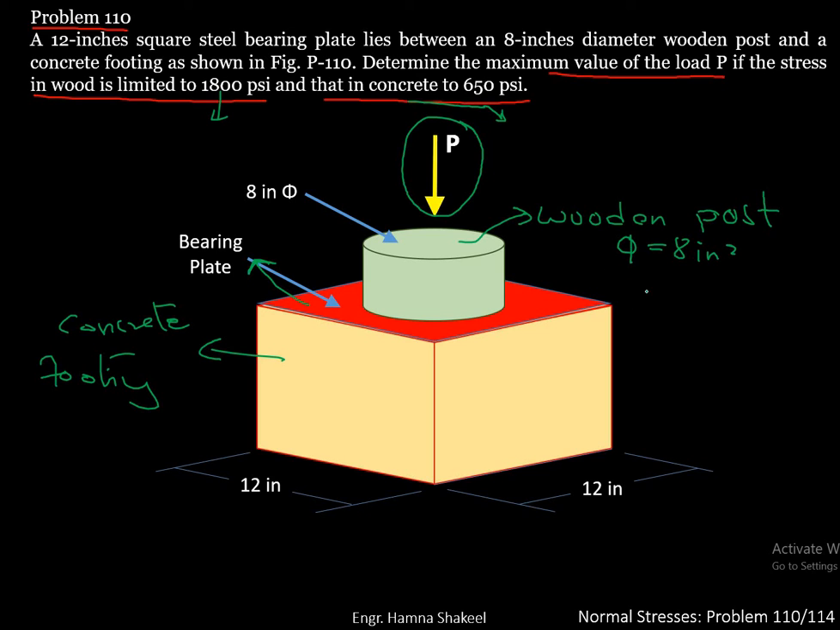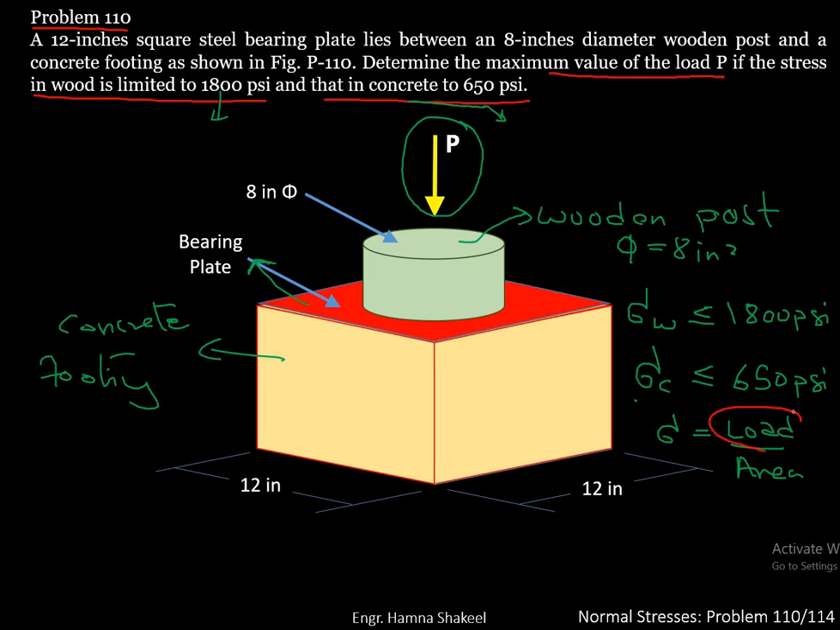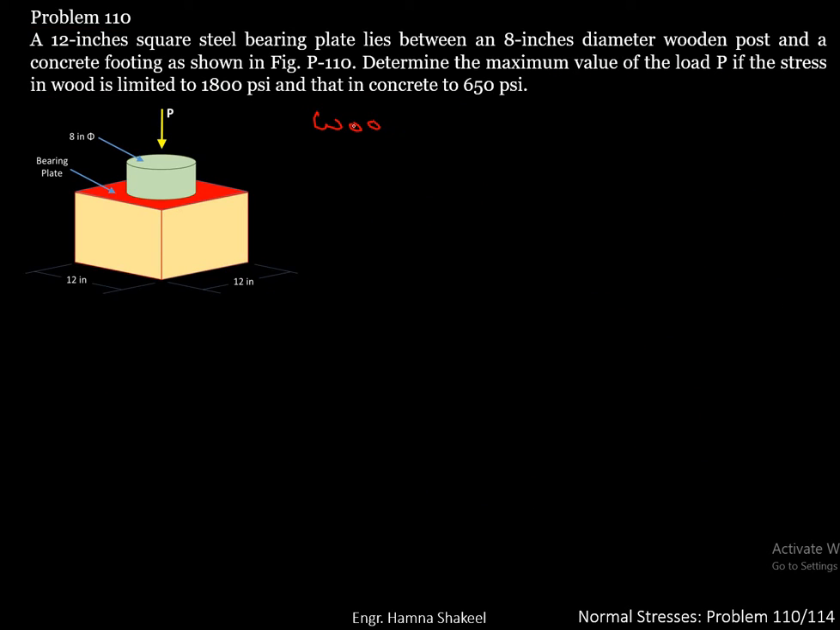So if we write the equation, the stress in wood must be less than or equal to 1800 psi and the stress in concrete is limited to 650 psi. Stress is equal to load by area. So you have to find this load such that it fulfills these two criteria. Let's start with wood and draw a free body diagram of the wooden post.